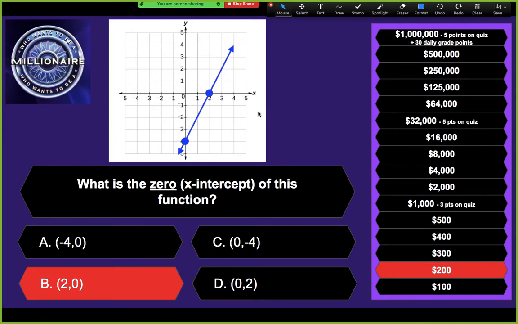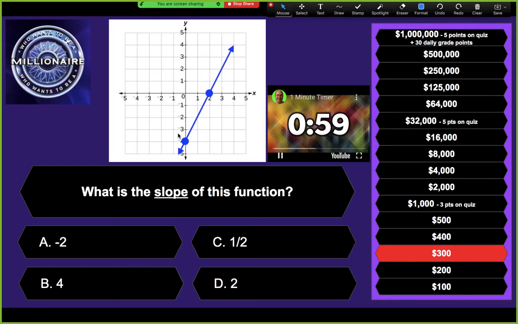Alright. For $300, same exact graph, I want you to tell me what is the slope of this function. Remember that slope is rise over run. It is your y's over your x. It is how many we went up over how many you went to the right. Make sure that you guys pick the right sign because if it's a positive slope, you're going up as you go to the right. If it's negative, you're going down as you go to the right.